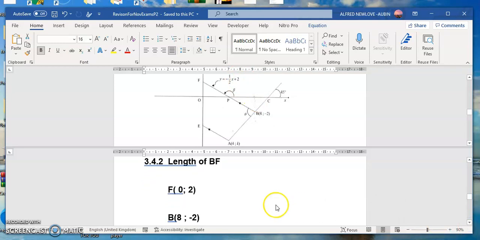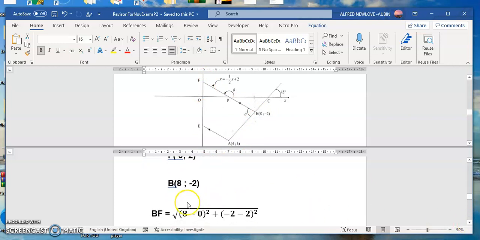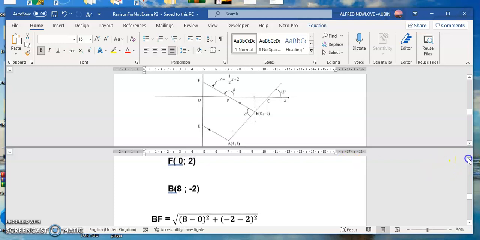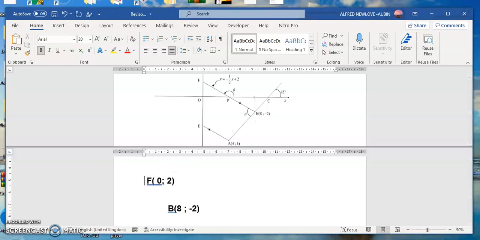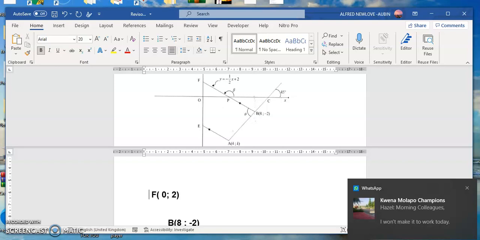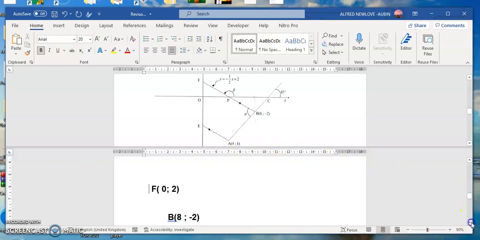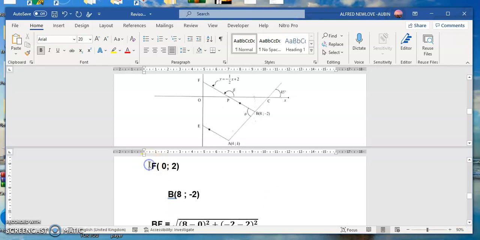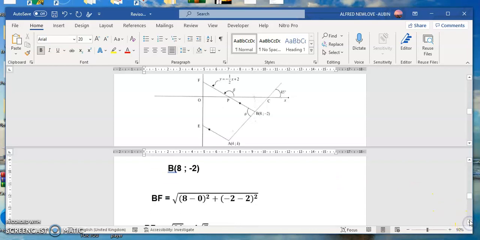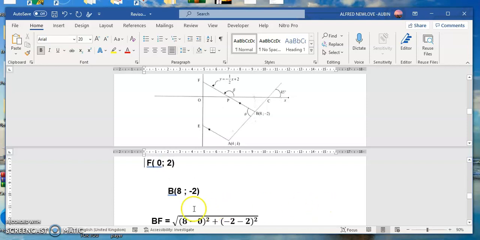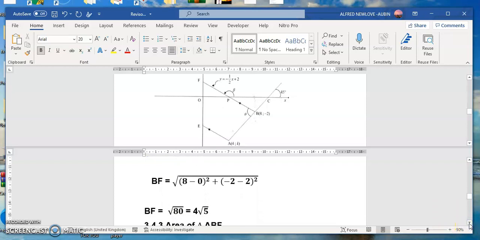Okay, so since we have these 2 points, B and F, we can use the distance formula to find that distance. And using the distance formula, we know that our F, let me bring the F down. So our F is that one. Good. So x2 minus x1 squared plus y2 minus y1 squared gives us this. Then if you simplify, you are going to get 4 root 5.